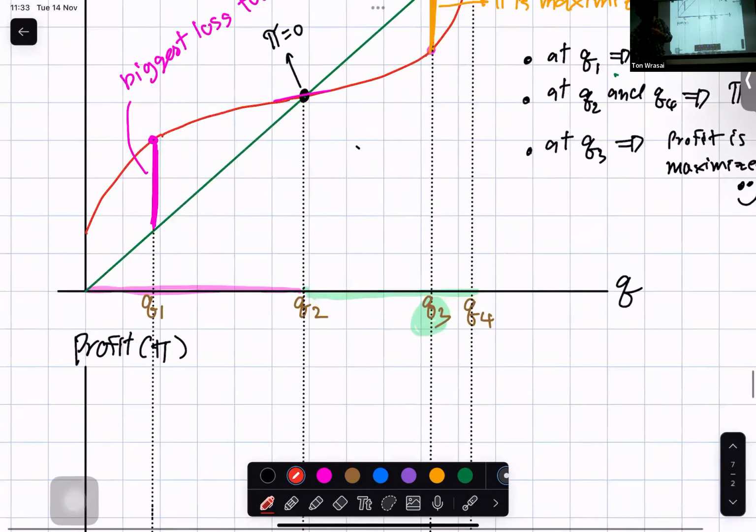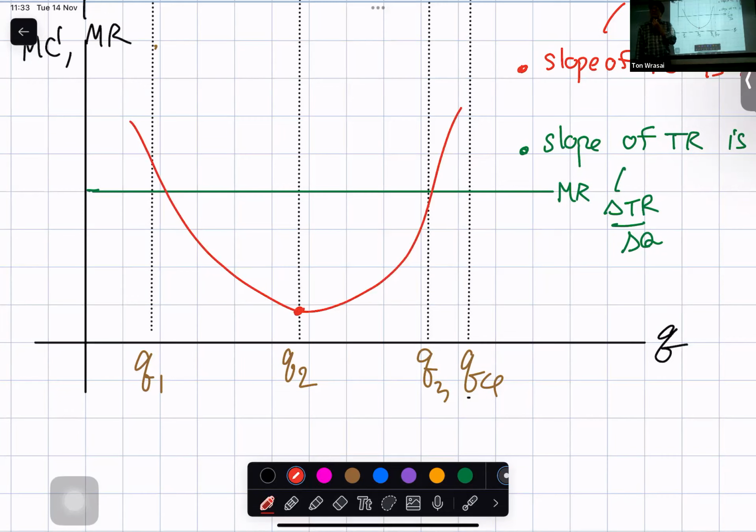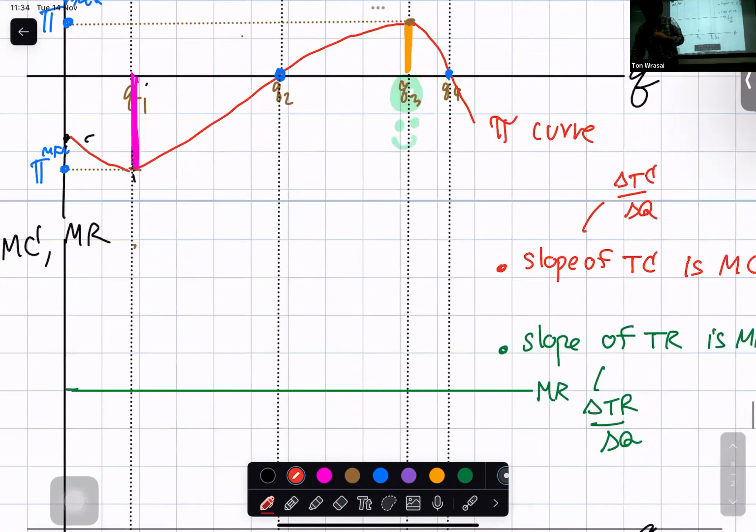All right, I found the bottom one. So the curve must look something like this. But how do you know where it will cross the red curve? Actually, the picture said already. Check.